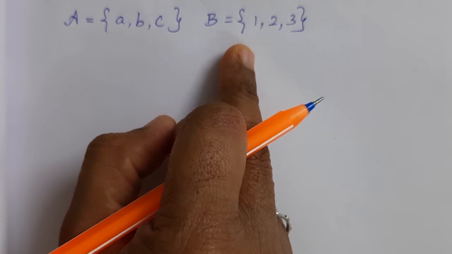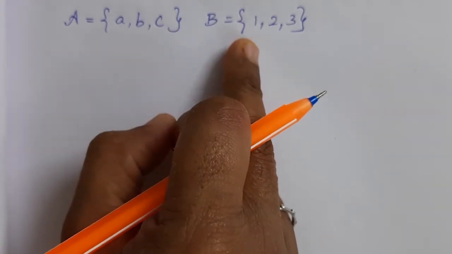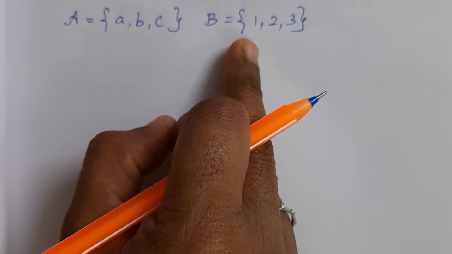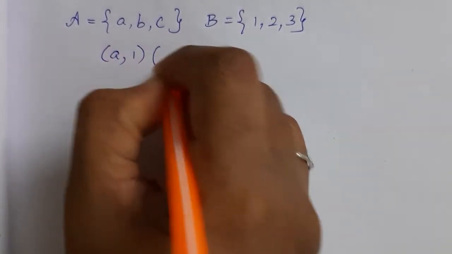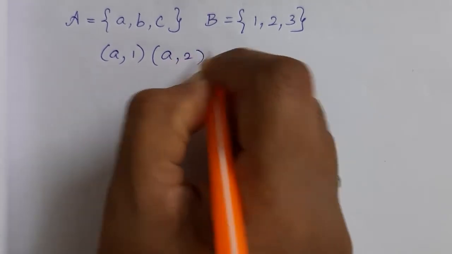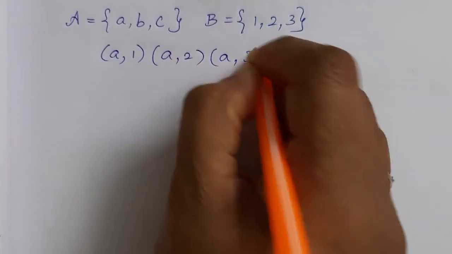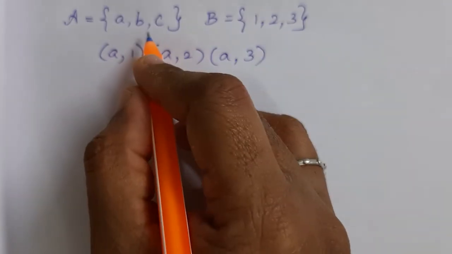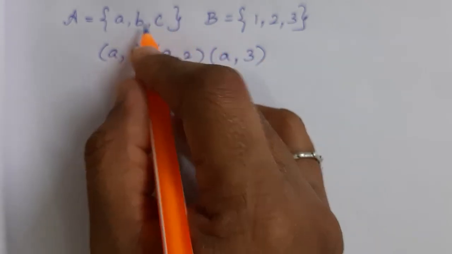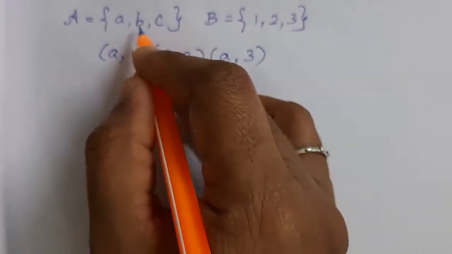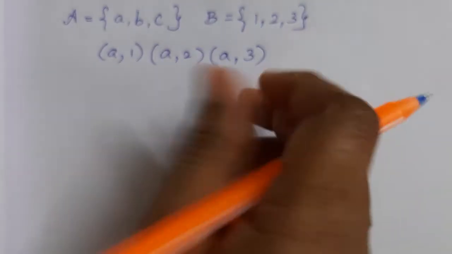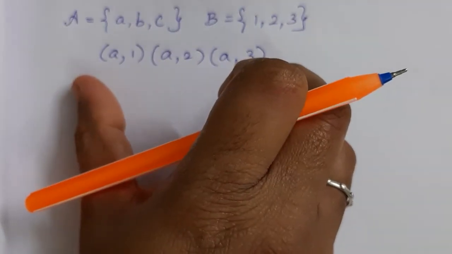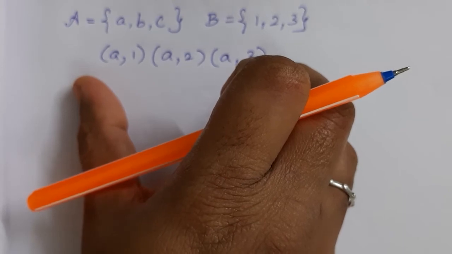Ordered pairs are nothing but writing the two elements within parentheses separated with commas. So suppose (a, 1), then (a, 2) and (a, 3). Like that. Then pairing the next element, (b, 1), (b, 2) and (b, 3). So writing elements like this is called writing elements in ordered pairs.